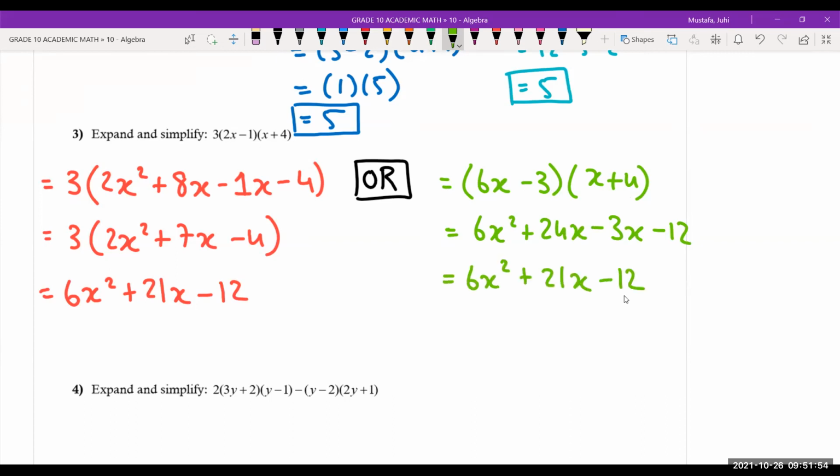You guys can decide which one you prefer, which one you find easier. You'll get the exact same answer either way. Is there one way that you do prefer?